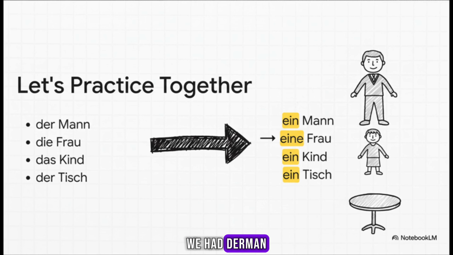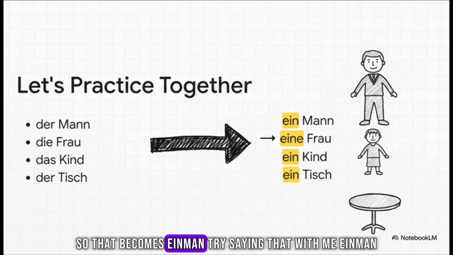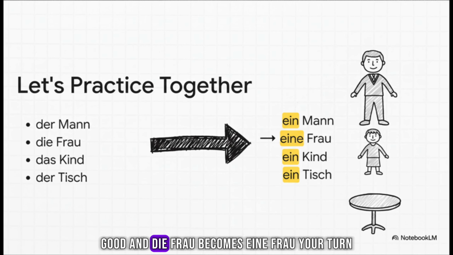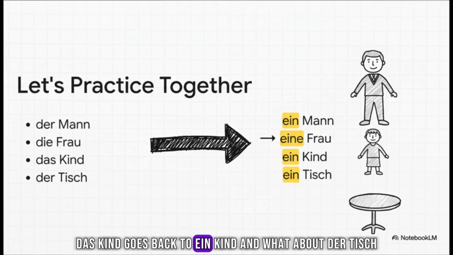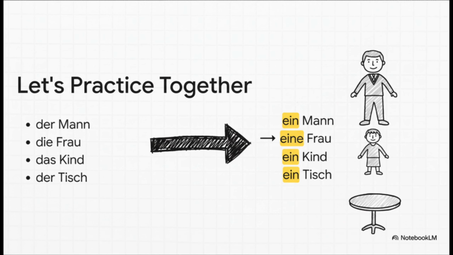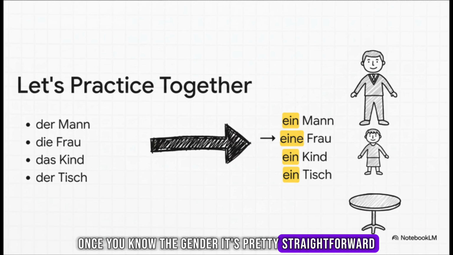We had der Mann, so that becomes ein Mann. Try saying that with me, ein Mann. Good. And die Frau becomes eine Frau. Your turn, eine Frau. Perfect. See how that works? Das Kind goes back to ein Kind. And what about der Tisch? Yep, that's also ein Tisch. Once you know the gender, it's pretty straightforward.